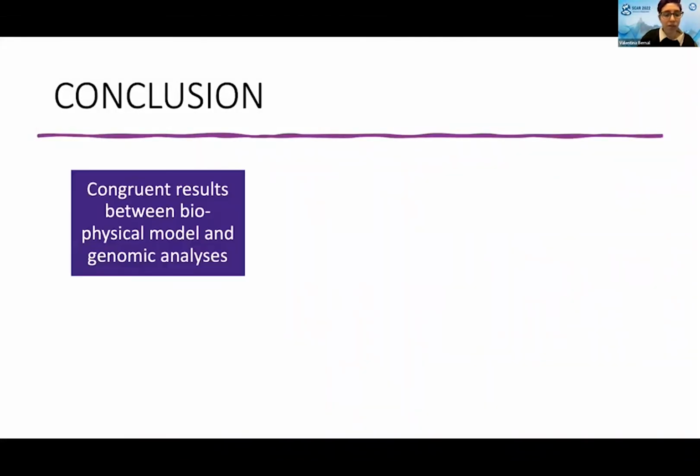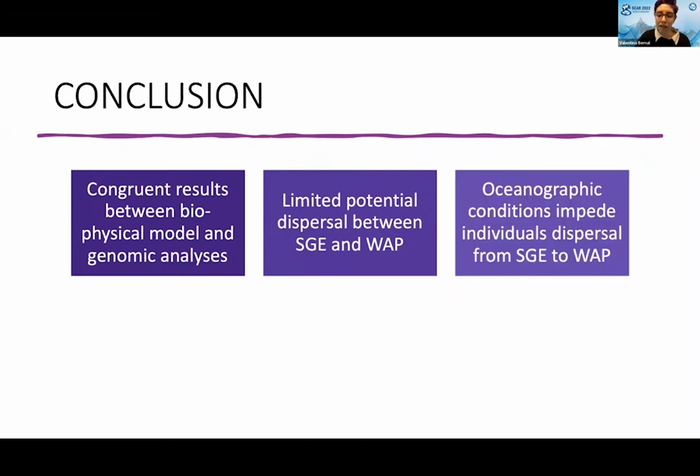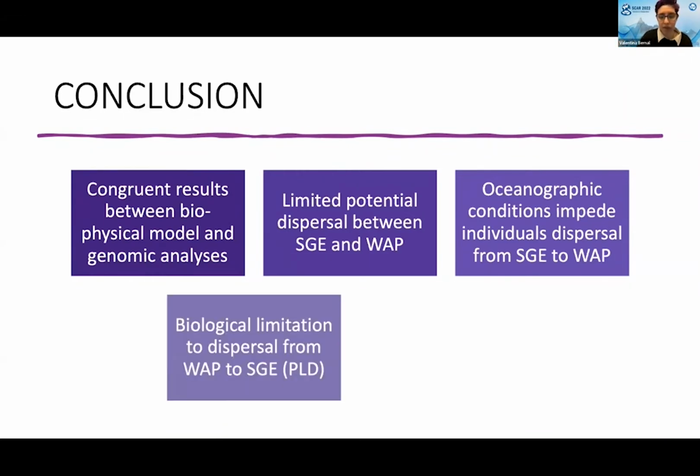So as main conclusions, we found congruent results between the biophysical model and genomic analysis that show there is limited potential dispersal between South Georgia and the West Antarctic Peninsula. This is principally due to the oceanographic conditions in this area that impede individuals' dispersal from South Georgia to the West Antarctic Peninsula, because the direction of the currents there is from the northeast, not in the other direction. So this impedes the larvae that hatch in South Georgia from traveling to the south, to the West Antarctic Peninsula.